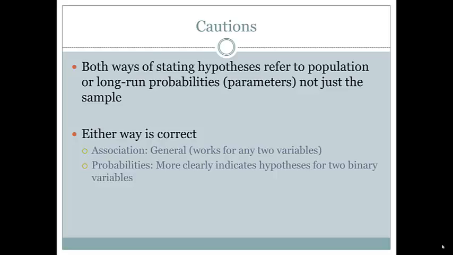Now the downside is, because it's so general, it doesn't always tell us more specifically what we need to do to carry out the 3S strategy. In this case, we can be a little bit more specific about this context by stating the null hypothesis as the probabilities are the same in the two groups.